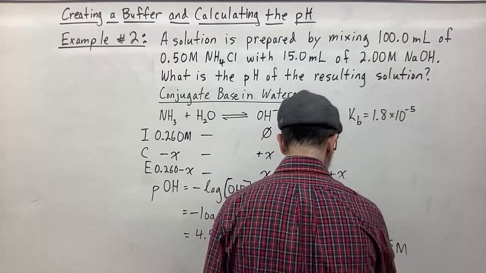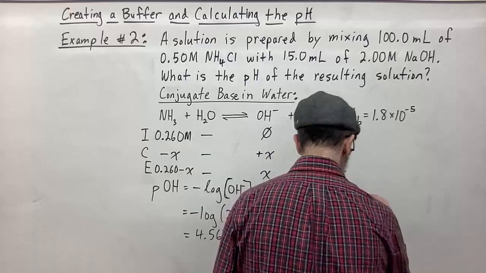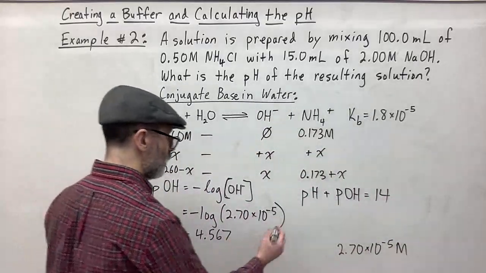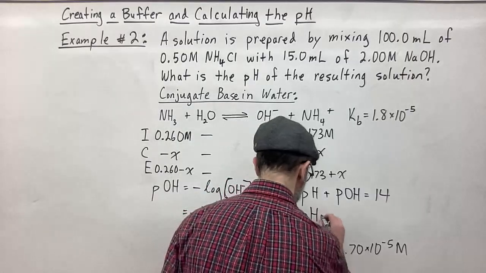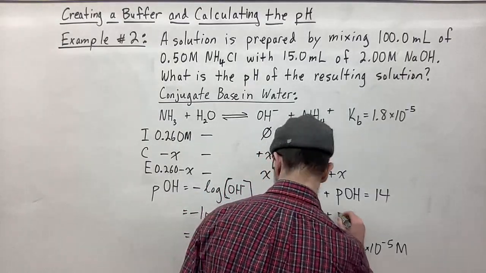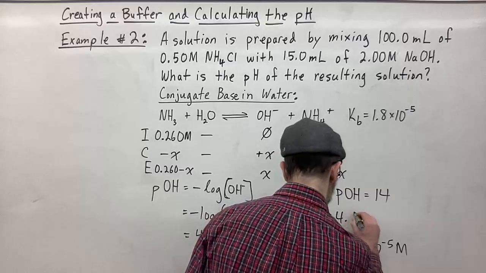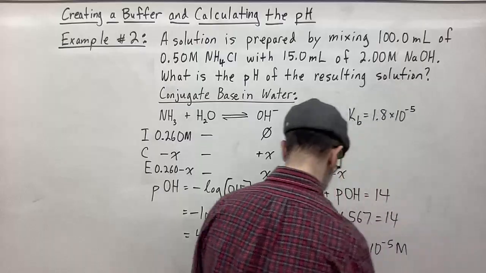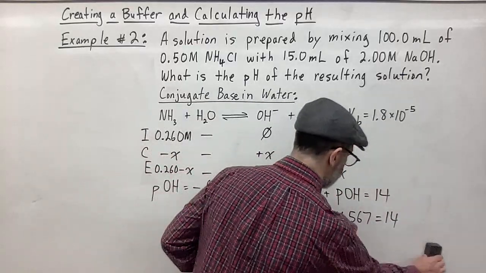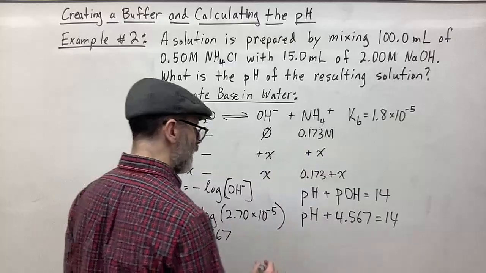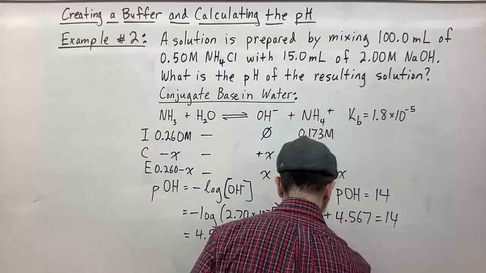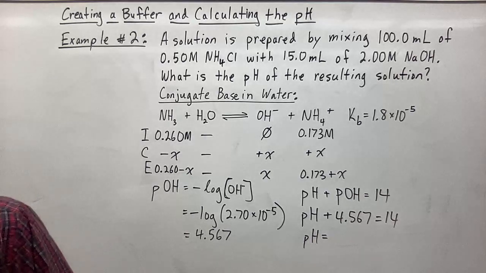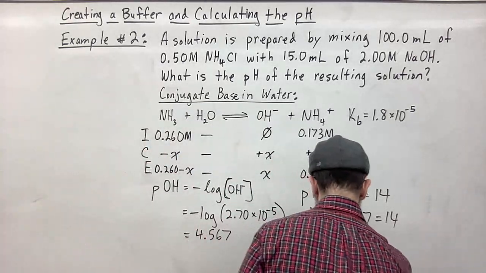And again, we want to find pH, so you should know that pH plus pOH is equal to 14. So then we plug that in. So pH plus 4.567 is equal to 14. You don't need this anymore. And then that means that the pH is equal to 9.432.